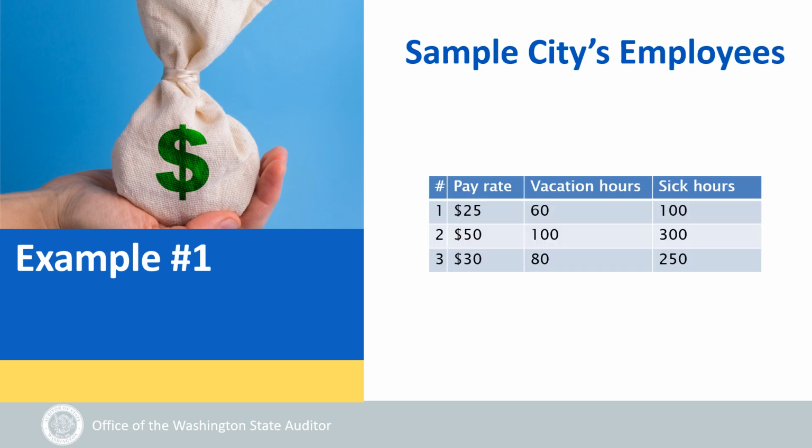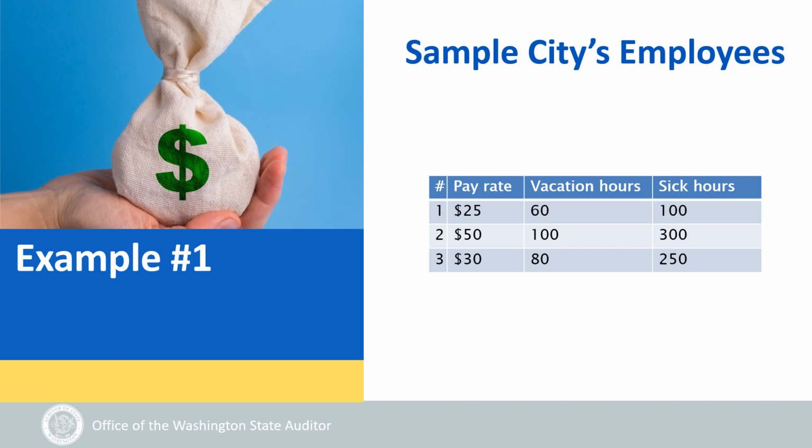Our city has 3 employees. First employee has a pay rate at the end of the year of $25 per hour. They have accrued 60 vacation hours and 100 sick hours. Employee number 2 is paid $50 per hour with 100 vacation hours and 300 sick hours. Employee number 3 is paid $30 per hour with 80 vacation hours and 250 sick hours.